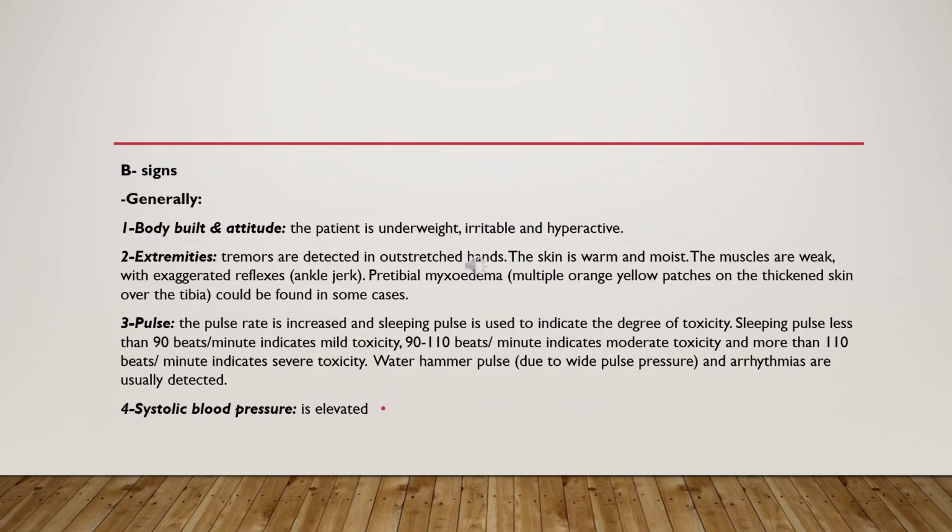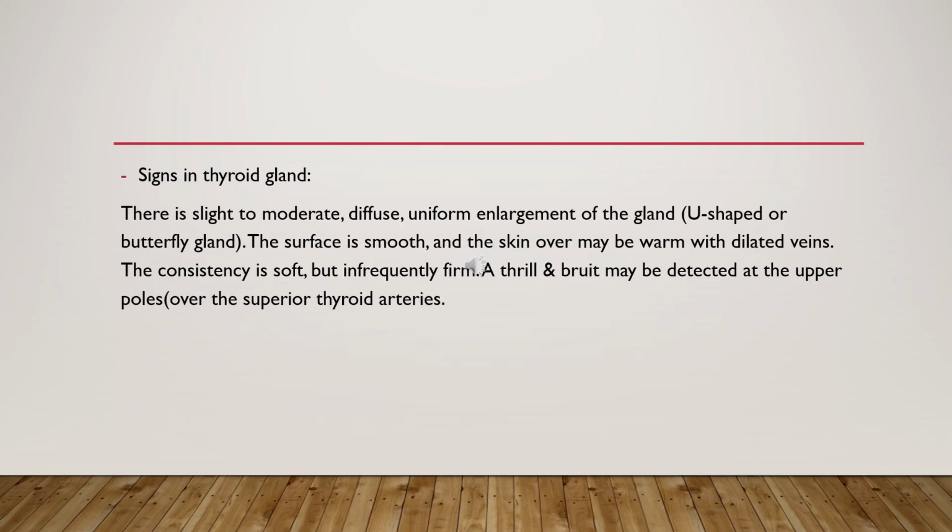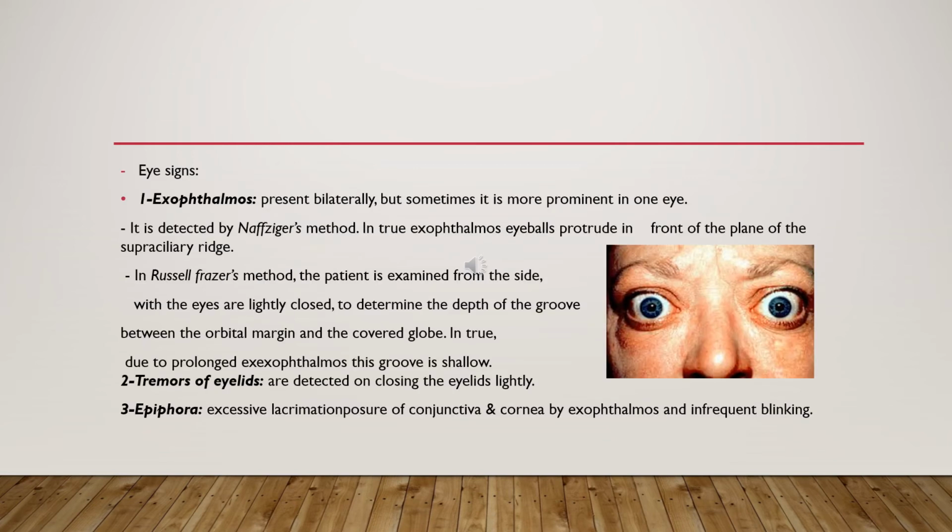Signs: body build and attitude, extremities, pulse, and systolic blood pressure are all changed. Signs in the thyroid gland: there is a slight to moderate diffuse uniform enlargement of the thyroid gland. The surface is smooth, the skin over it may be warm with dilated veins. Consistency is soft. Eye signs: exophthalmos, tremors of the eyelids, erythema.